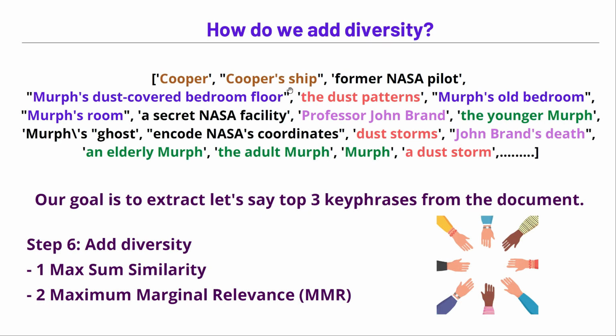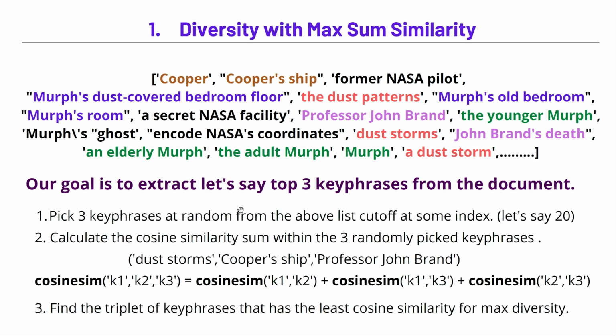So in order to overcome the redundancy, you have 2 diversity algorithms. The first one is max sum similarity, where you'll pick 3 key phrases with all permutations and combinations possible from a given fixed set of keywords, and you'll see which triplet of key phrases has the least cosine similarity score when the vectors of theirs are compared with each other. Now I'm just mentioning 3, but that could be any other value like 5 or 6, etc.